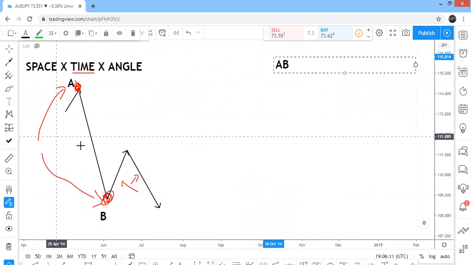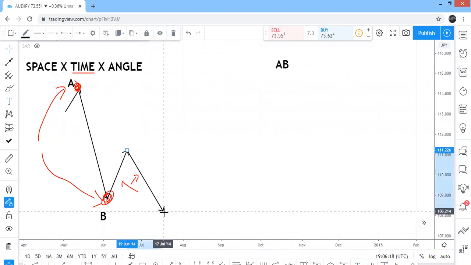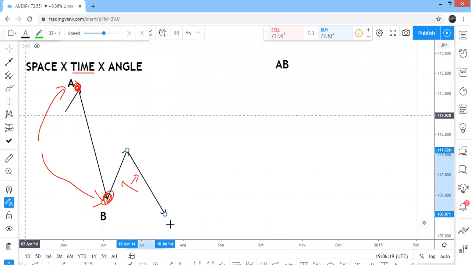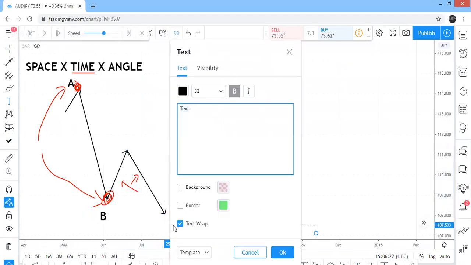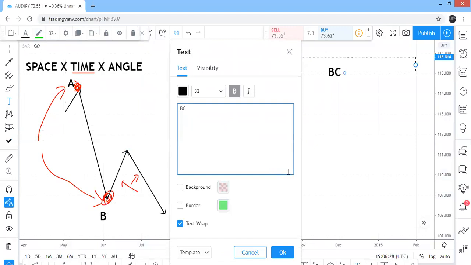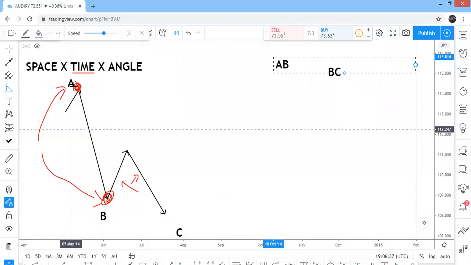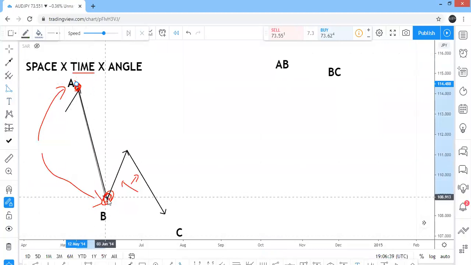What is time? Time is the distance between B and the next point, which is going to be labeled as C. So this is C. So when we're talking about time, we're talking about BC. And so when you get your space and when you get your time, you can draw your first triangle that will allow you to cover everything inside of it.